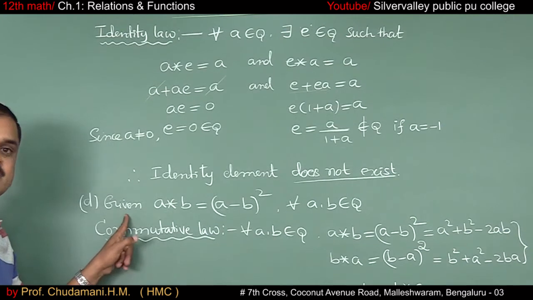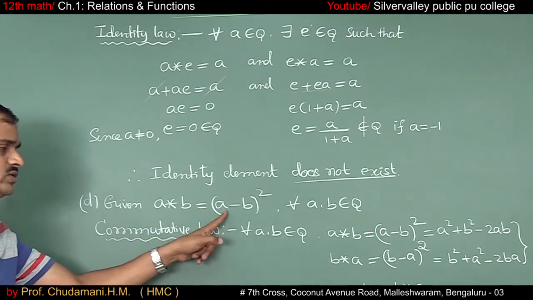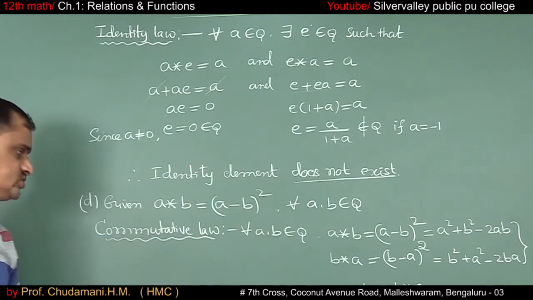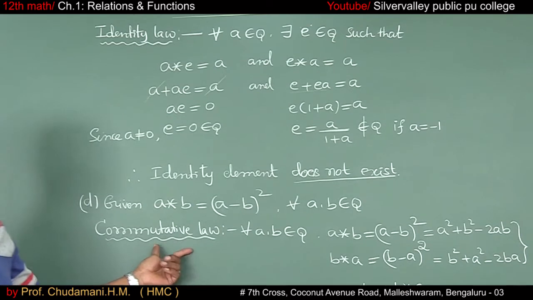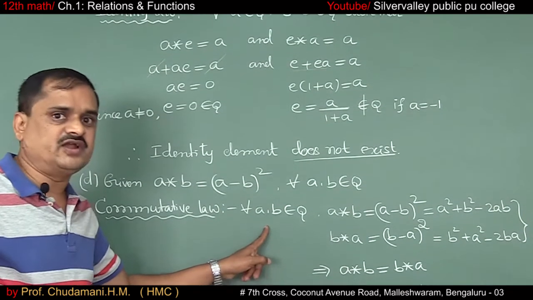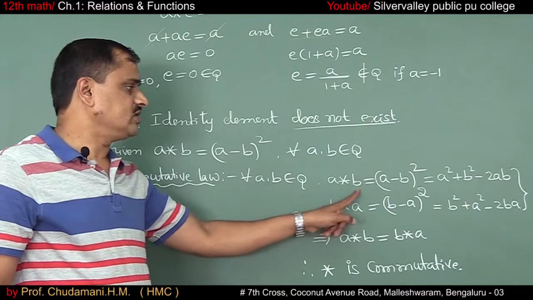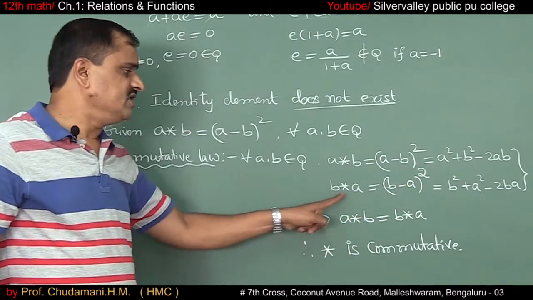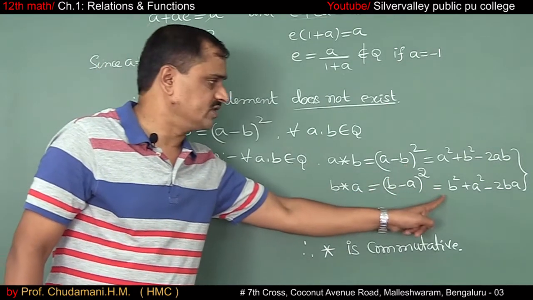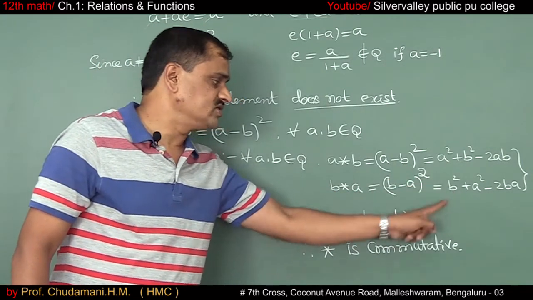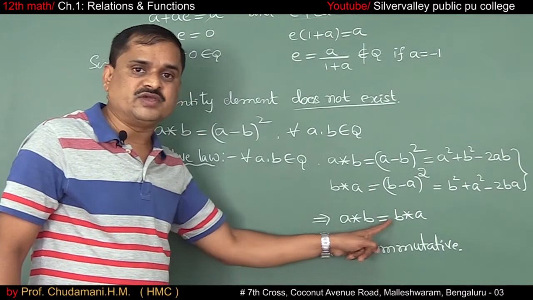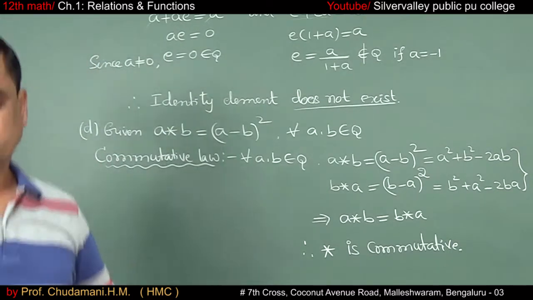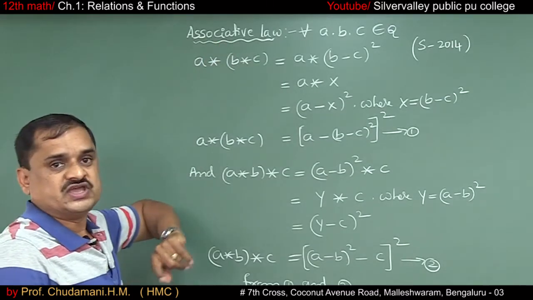Number D. Given A star B is equal to (A minus B) the whole square for all A comma B belongs to Q. Let us verify commutative law. For all two elements A and B belongs to the set Q, A star B equals (A minus B) the whole square. Expansion is this. B star A is (B minus A) whole square. This is the expansion. Both are one and the same. So clearly A star B is equal to B star A. Therefore, star is commutative.